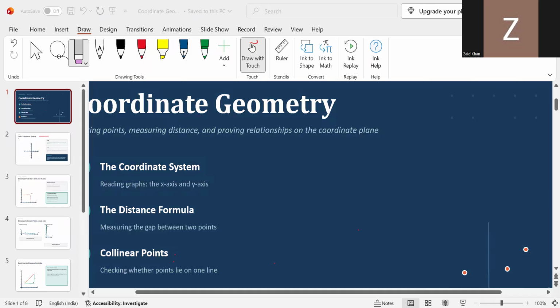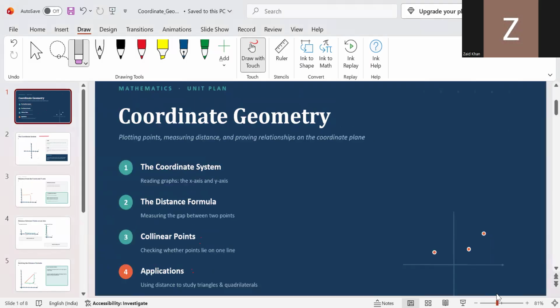Hello guys, today I am going to teach coordinate geometry. Coordinate geometry is very useful for any class. That's why I chose this topic, coordinate geometry. In coordinate geometry, what we are going to study is the coordinate system.